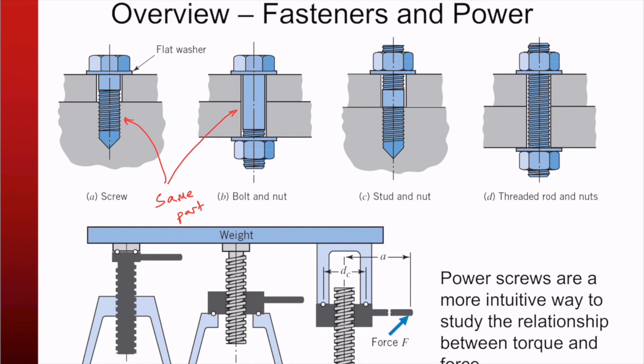So when it's done like this, this thing is threaded into this base material, threads here, right? Then we call it a screw, right? When it screws into some base metal. Whenever it goes through, so these two are clearance holes here. So those are clearance holes. There's no threads in there.